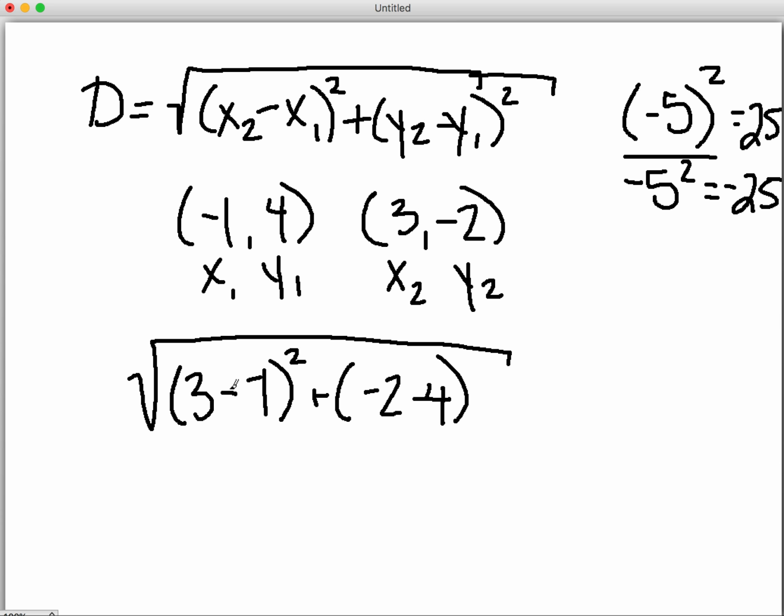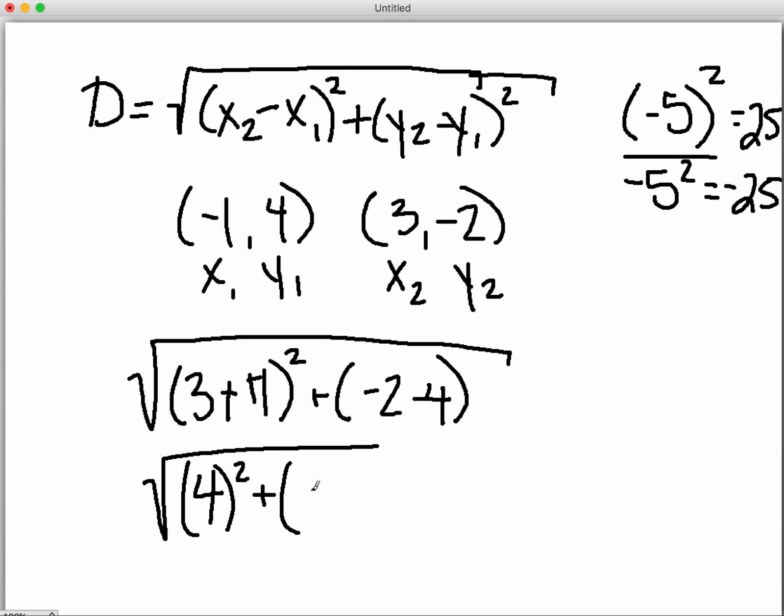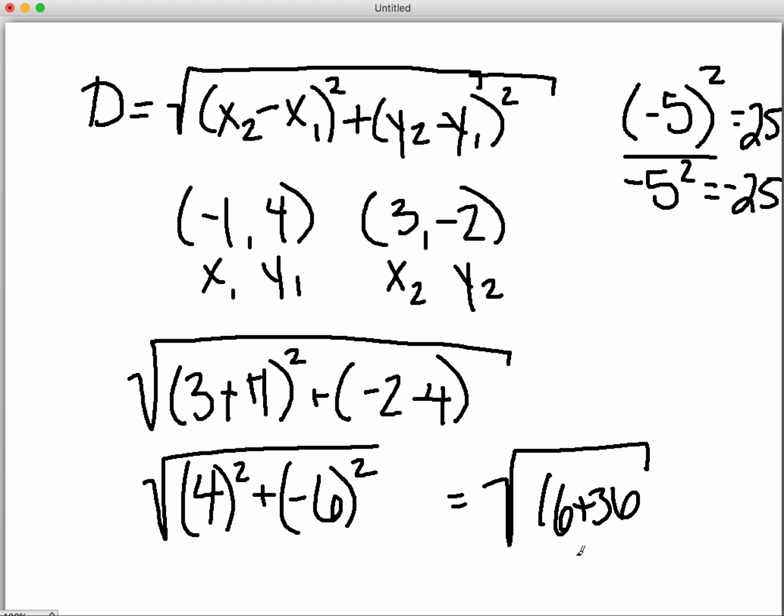Now we can utilize our integers to know this is plus a positive. It's a change. So this becomes 4, and notice I'm keeping the parentheses there, and negative 6 squared. So I'm going to get 16 plus 36, and when I add those together, I'm going to get the square root of 52.